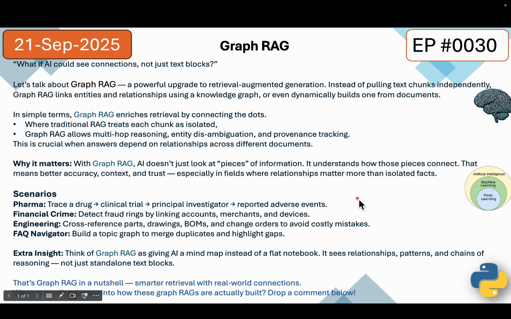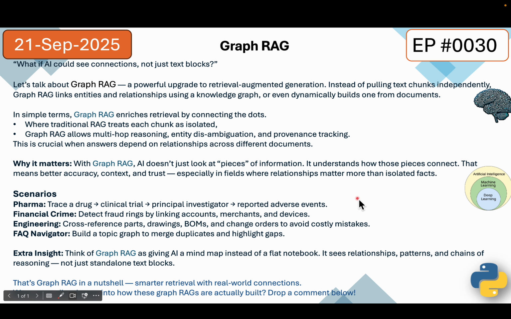Where traditional RAG treats each chunk as isolated, GraphRag allows multi-hop reasoning, entity disambiguation, and provenance tracking. This is crucial when answers depend on relationships across different documents.